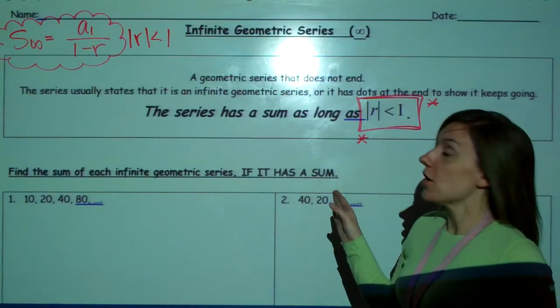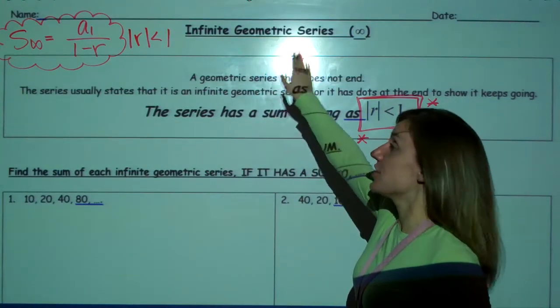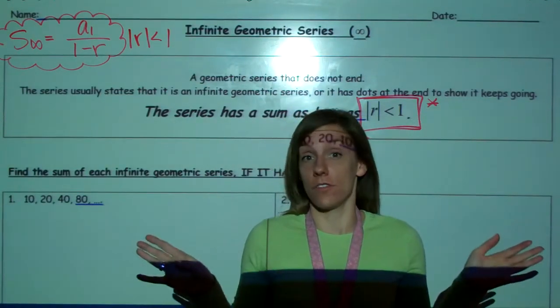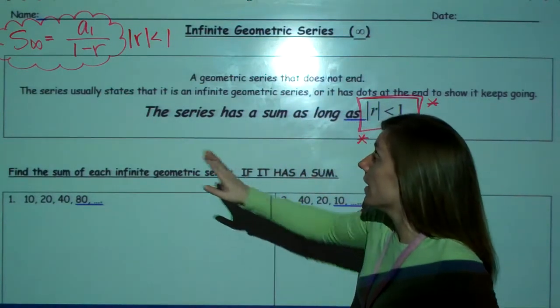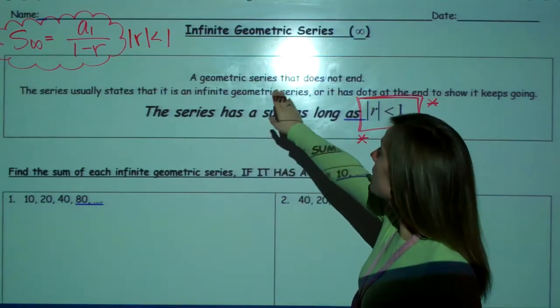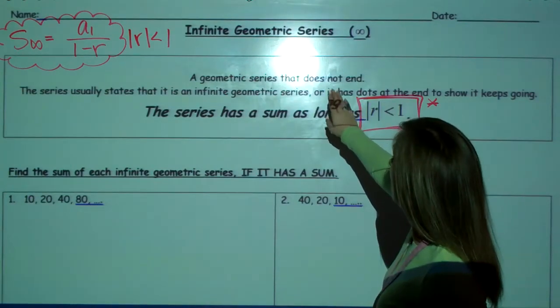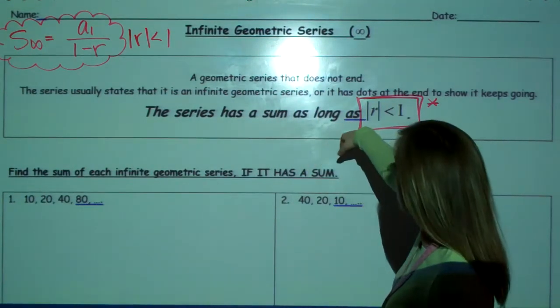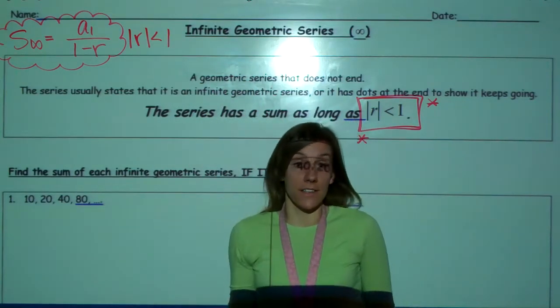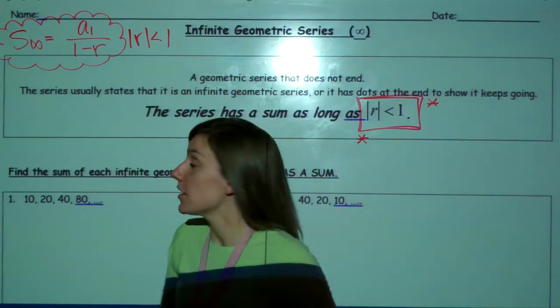Okay, the last thing we have to talk about is an infinite geometric series, okay? Which means that you add them up forever. That means they just keep going and going and going. The series usually states that it is an infinite geometric series, or it has dots, okay? Infinite obviously means that it doesn't stop. It just keeps going and going.